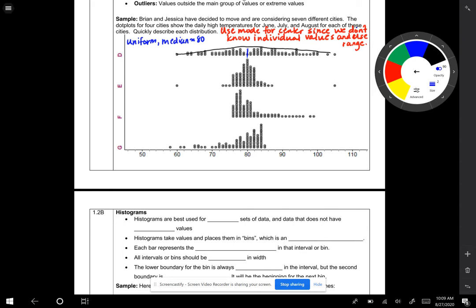As far as spread goes, the range would be this number here. So 106 minus 60. That would be 46. And finally, there are no apparent outliers. Now, I didn't say whether the range is 46 degrees Celsius or Fahrenheit. We don't really know, so I didn't really add the context portion of it. Let's look at plot E.